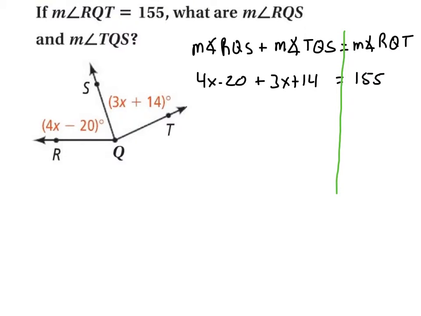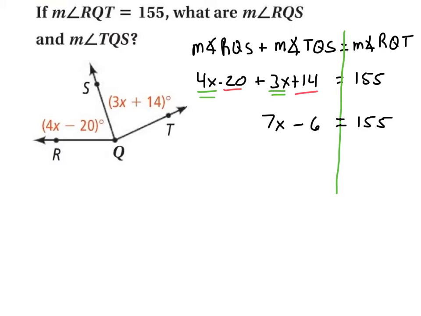And so if you're going to solve this equation, what do we need to do first? Combine like terms. Do not start trying to subtract stuff across the equal sign. We need to combine like terms first. 4x plus 3x is 7x. Negative 20 plus 14. What do we get? Negative 6. And that then equals 155 degrees.